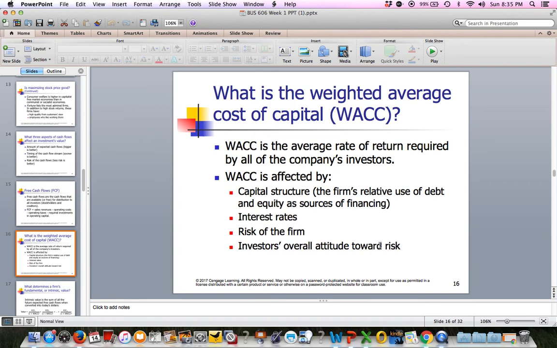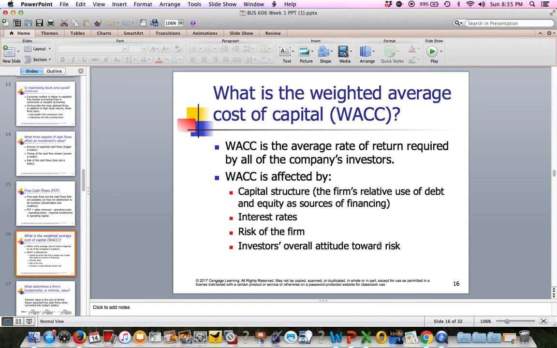So they talk about what your capital structure is, and your capital structure is the mix of debt versus equity financing. Debt, of course, is borrowed money. Equity financing is stock. What's the level of interest rates?